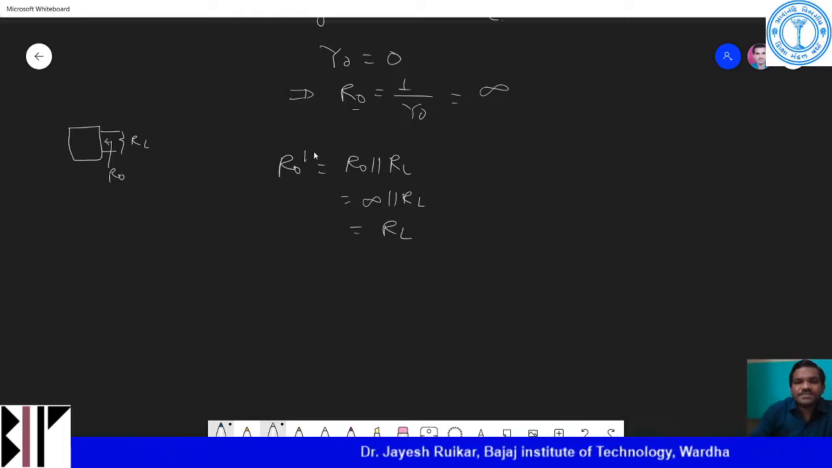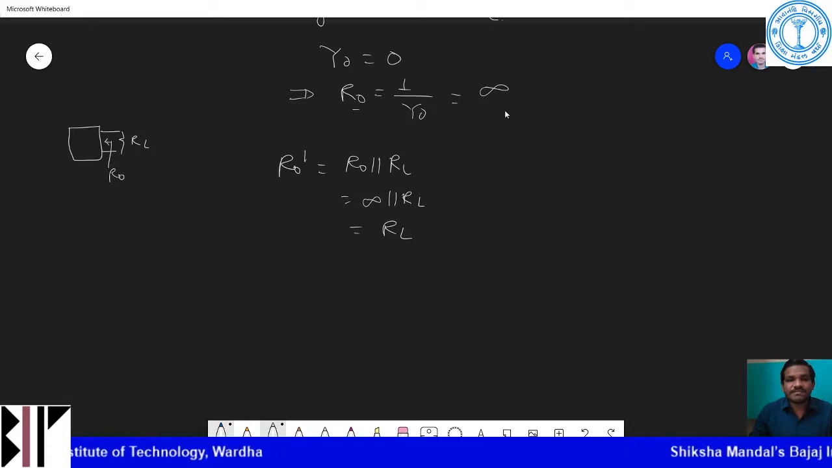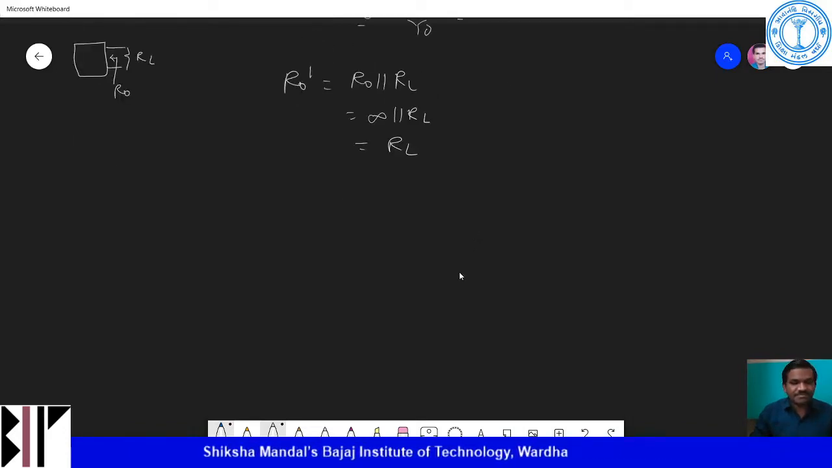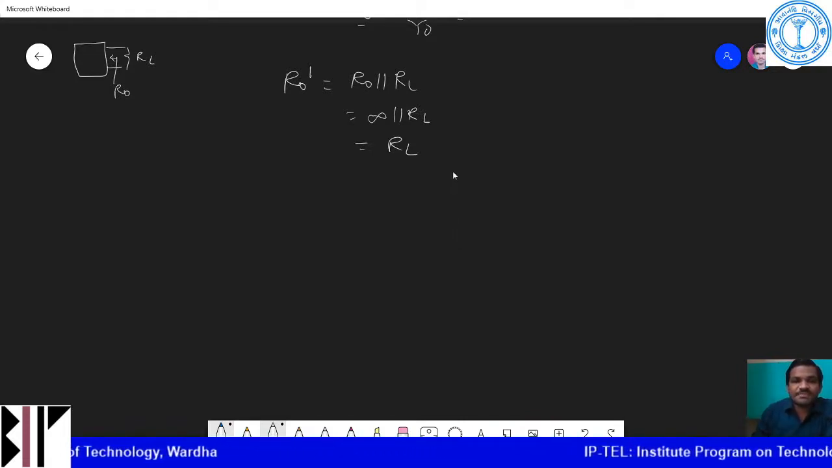So this is the simplified hybrid model for common emitter configuration. Now we'll see the problems. I will take one or two problems, and then I will give a few of the problems as examples from the book.